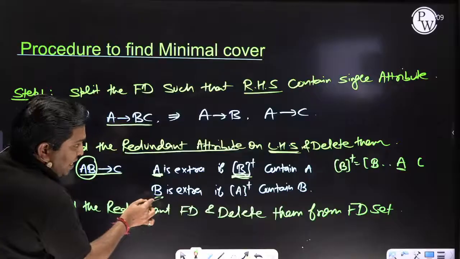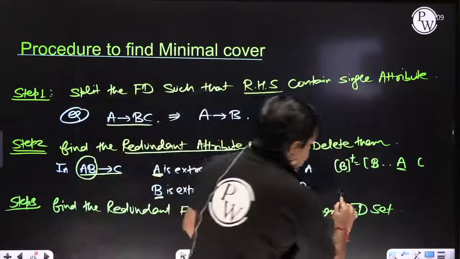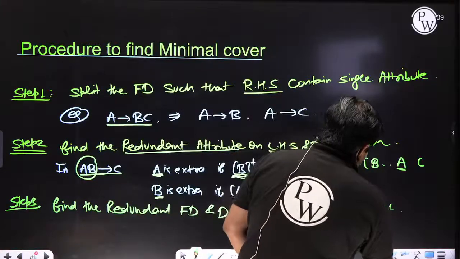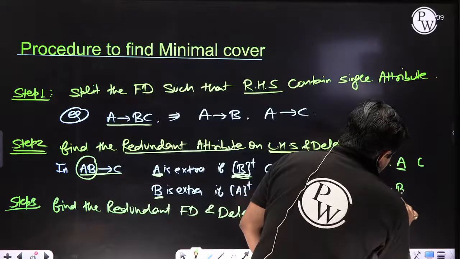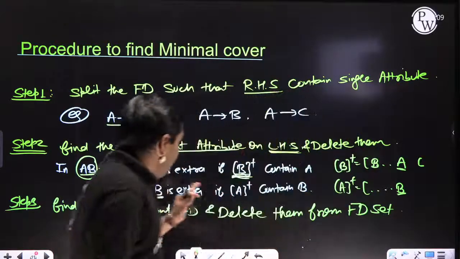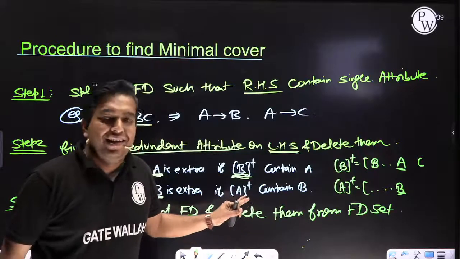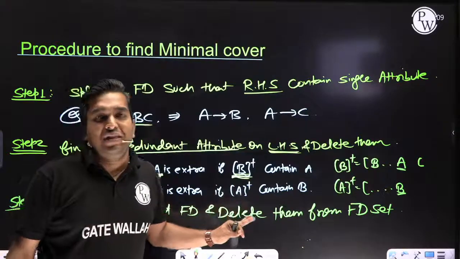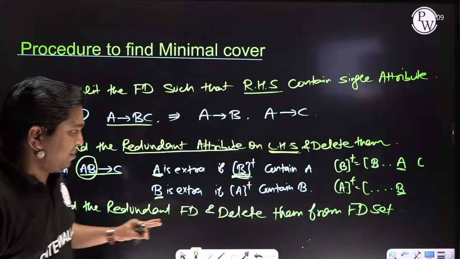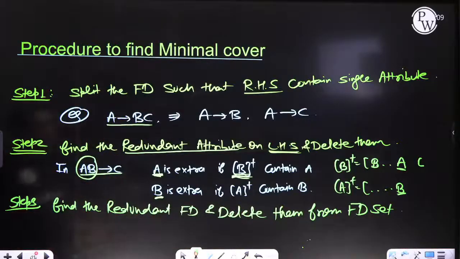And when B is extra, if A plus contains B, then you can say that this B you can determine with A. Clear everybody? Each and everyone crystal clear? Let me know fast. This is the meaning. And then we find the redundant FD.